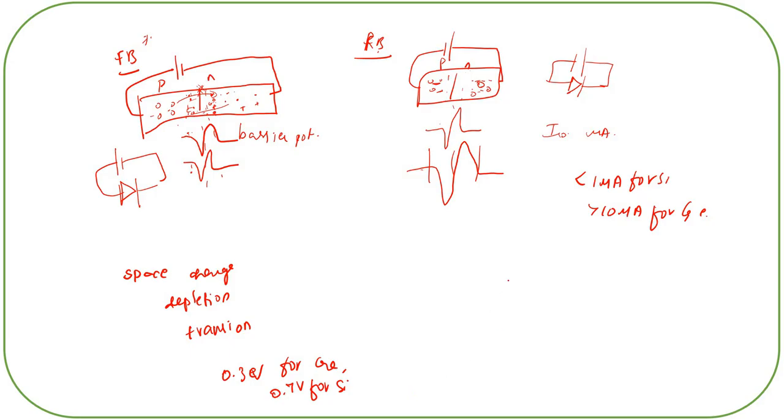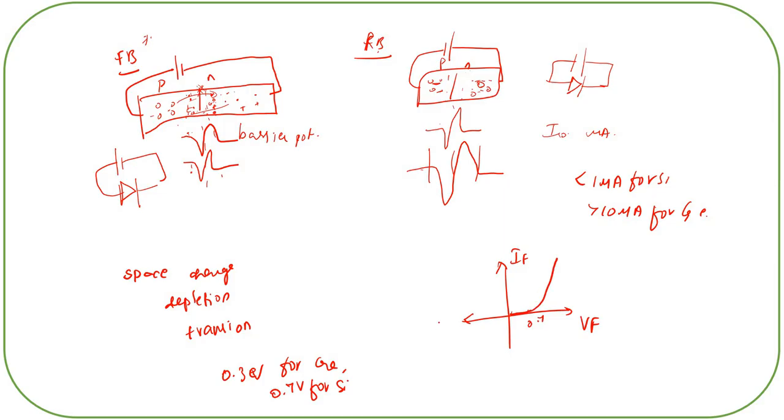Now the volt-ampere characteristics. In forward bias, the graph is drawn for VF and IF. As we increase the forward bias voltage up to the cut-in voltage of 0.7 volt, it does not conduct, and after that it starts to conduct slowly.